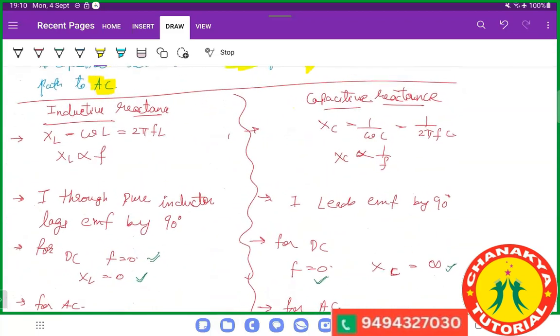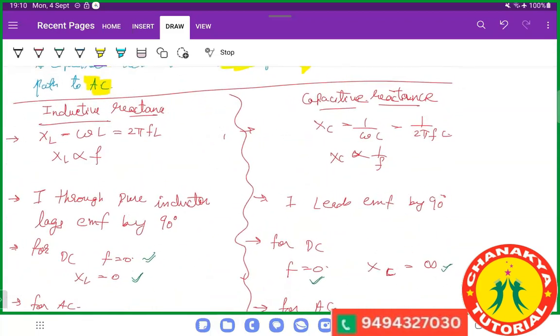Okay. So today we'll discuss inductive reactance and capacitive reactance. As we saw before, inductive reactance XL equals omega L. Now omega equals 2 pi F or 2 pi by T. So 2 pi means 360 degrees. F here is frequency. And L is the inductance.